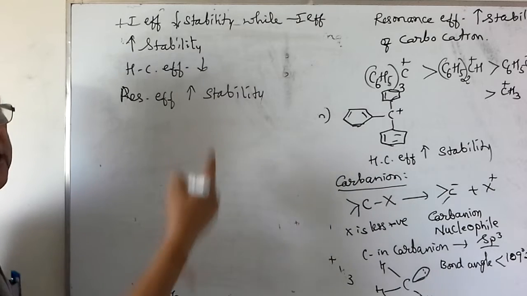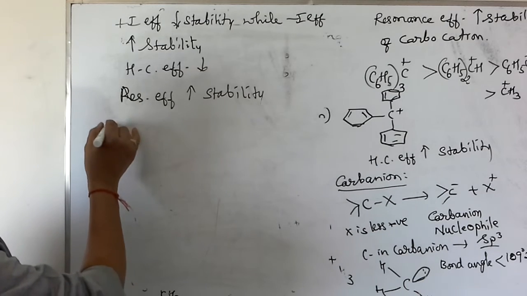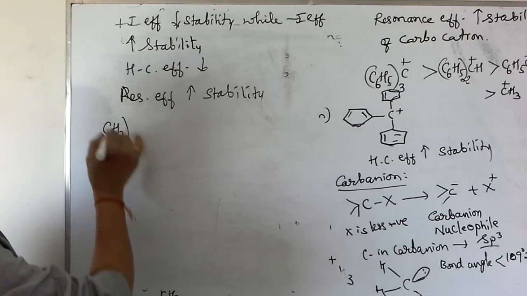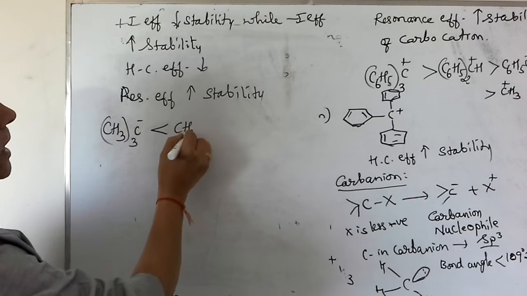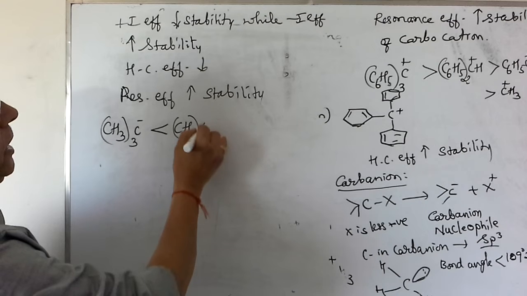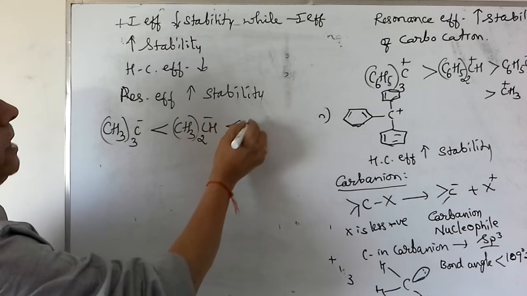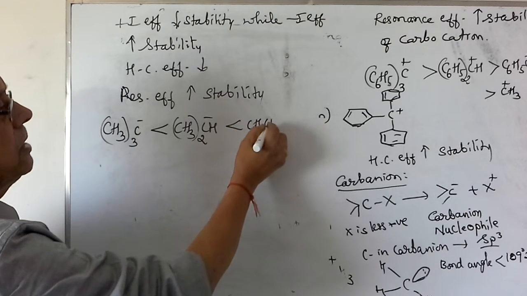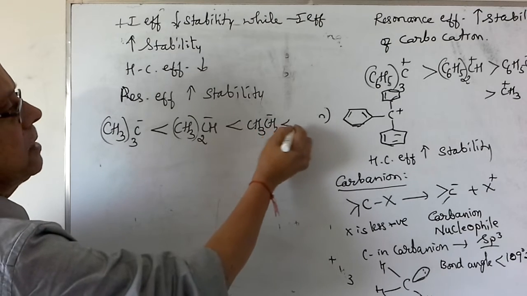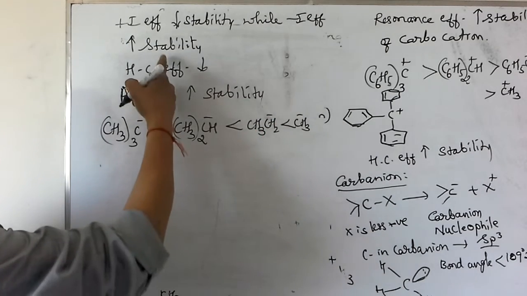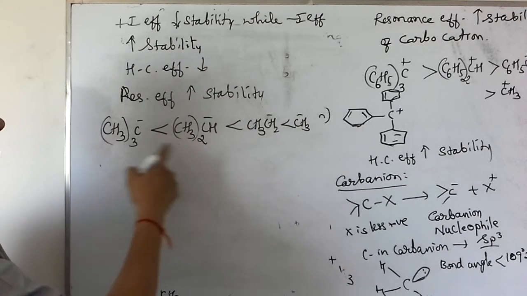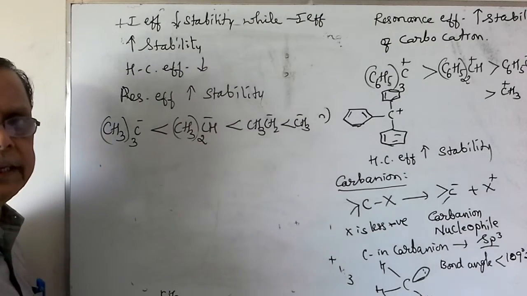So if you consider these factors, then automatically this tertiary butyl carbanion is less stable than secondary (CH3)2CH minus, which is less stable than ethyl CH3CH2 minus, which is less stable than methyl CH3 minus. Both hyperconjugation as well as positive inductive effect play a role in the order of stability.